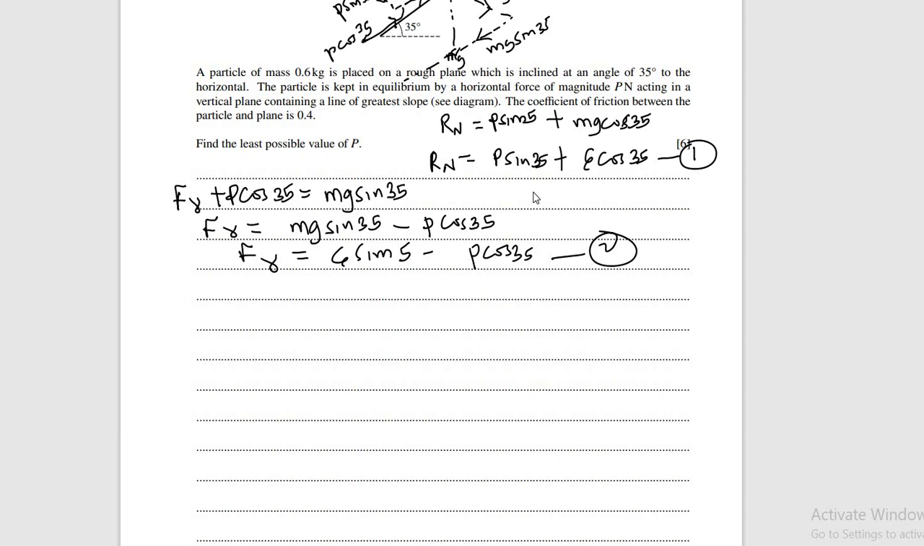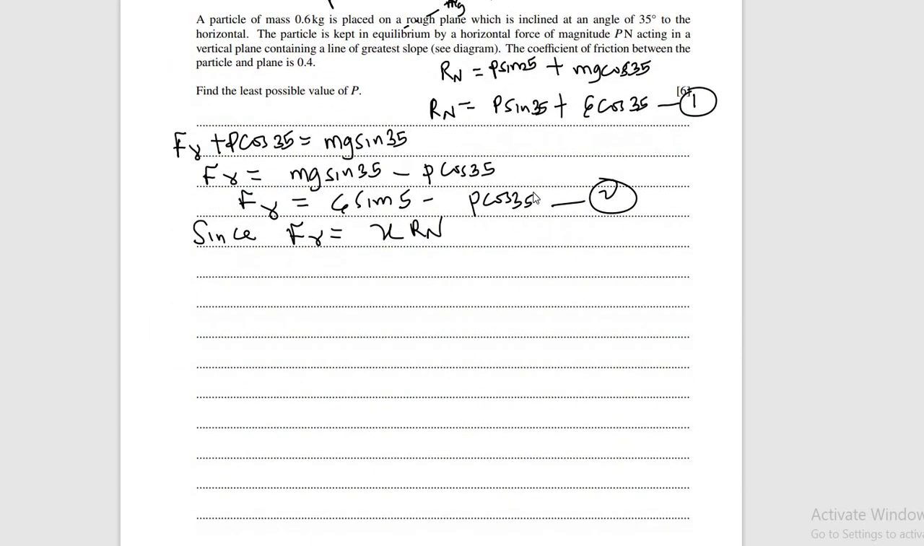Now, since frictional force is equal to coefficient of friction times normal reaction, of course you know the reason why there's friction: the surface is rough, as stated in the question. What's our frictional force? From equation 2, our frictional force is 6 sine 35 minus P cos 35, equal to the coefficient of friction 0.4 times our normal reaction. From equation 1, the normal reaction is P sine 35 plus 6 cos 35.